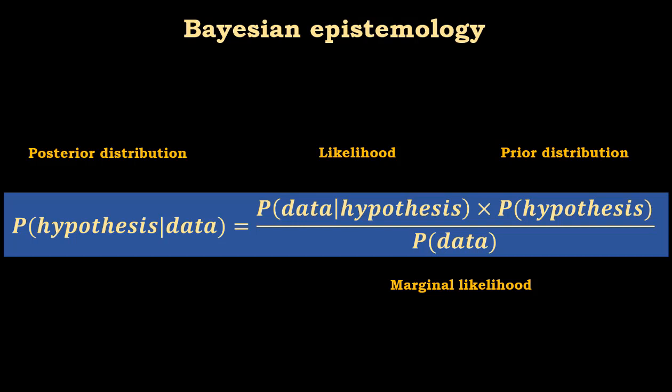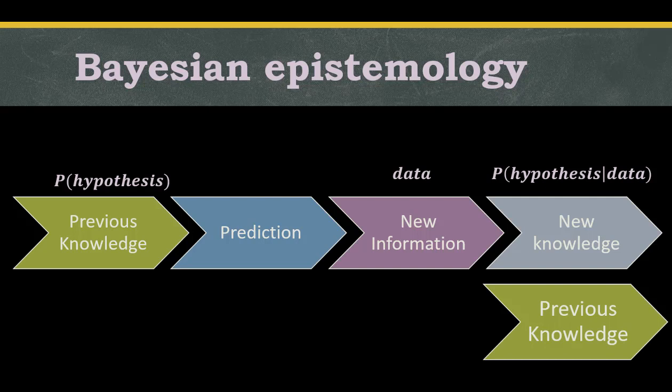But I'm not going to discuss Bayes' theorem. I'm going to tell you that Bayes' theorem is used to capture the essence of science, which is the gradual accumulation of knowledge. So, we start with P(hypothesis), the probability of the hypothesis. That's what we believe about the plausibility of the hypothesis before collecting data. This is our previous knowledge. Then we make a prediction based on the hypothesis. We observe data, new information, and based on that we learn.